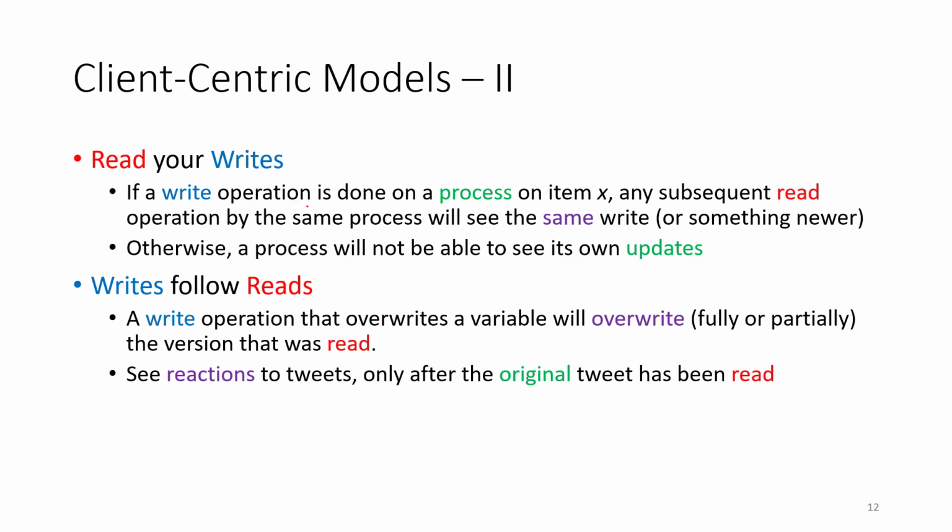Read your writes is like this: if a write operation is done by a process on item X, any subsequent read operation by the same process will at least fetch its own write, or something newer, of course. Why am I saying that? Let's say you compose a mail and you store it in drafts, and later on you read the drafts folder, you're supposed to see the mail. If you don't see the mail, you'll see the mail vanish, which again is something that atomicity will not allow.